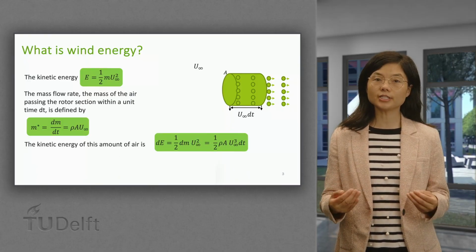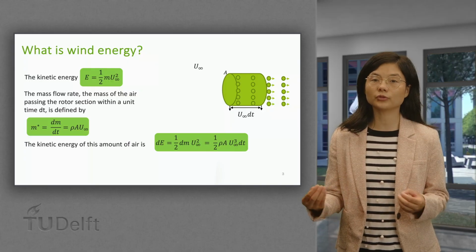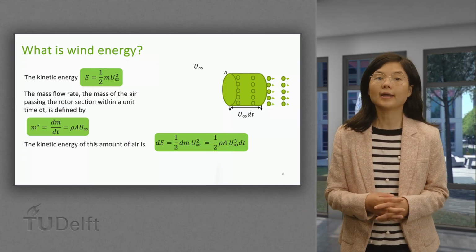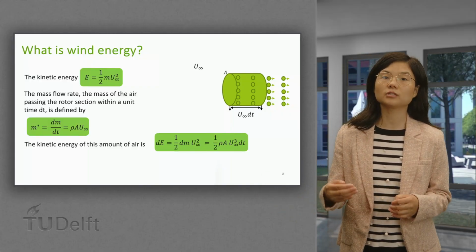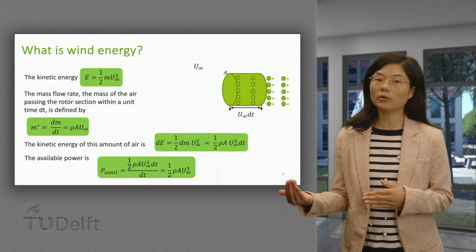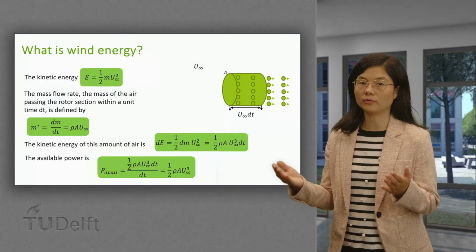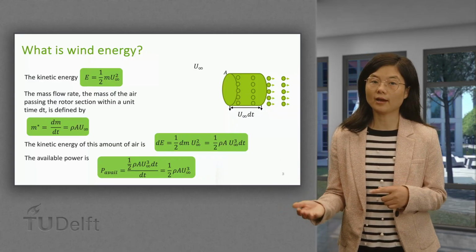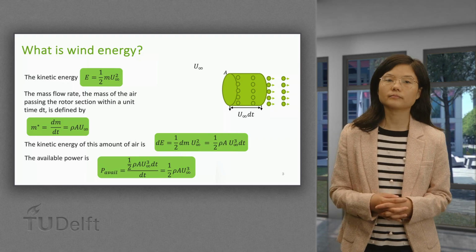The kinetic energy carried by this amount of air during a small time interval dt is defined by half times rho times A times U infinity cubed times dt. We end up with the power available in the wind being proportional to the cube of the wind speed, the air density, and the rotor's swept area.